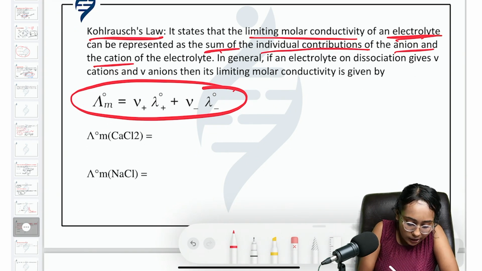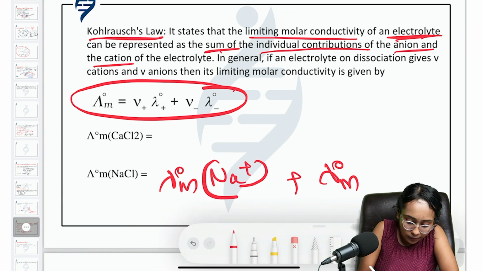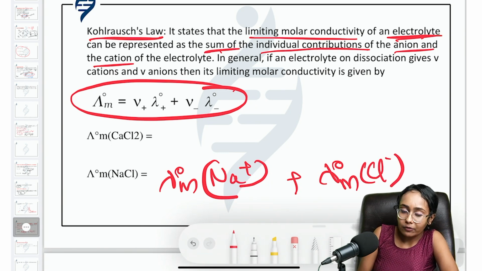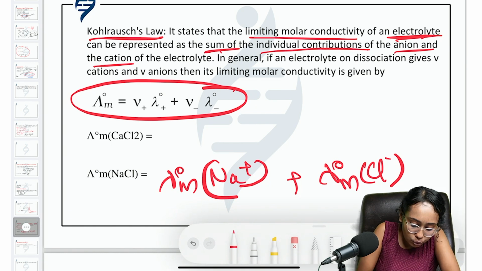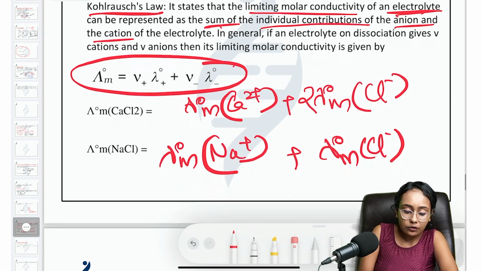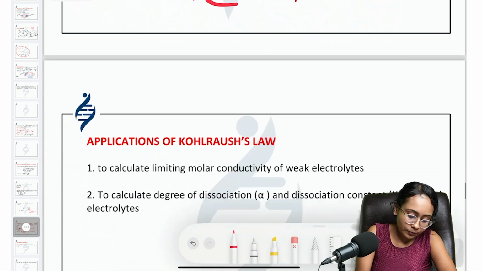Coming to NaCl, it is just like this. Lambda naught m of Na plus plus lambda naught m of Cl minus will give you the NaCl lambda naught m value. Coming to CaCl2, it is just lambda naught m of Ca2 plus plus lambda naught m of Cl minus twice, which will give you the limiting molar conductivity of CaCl2.